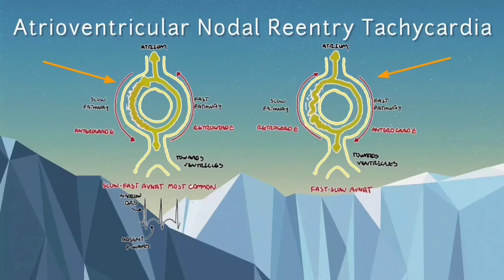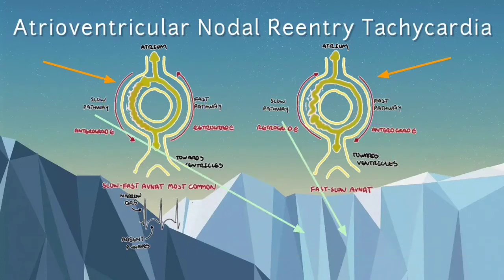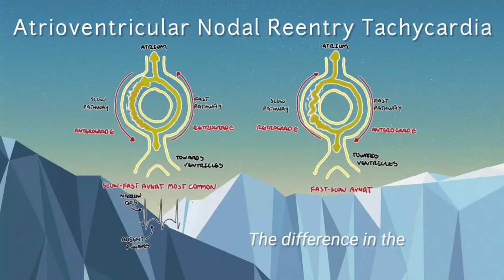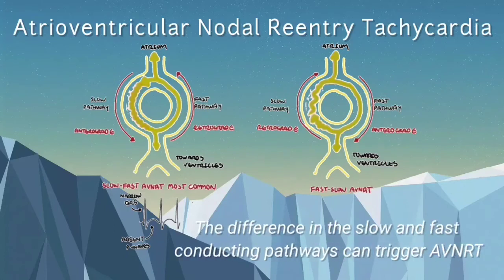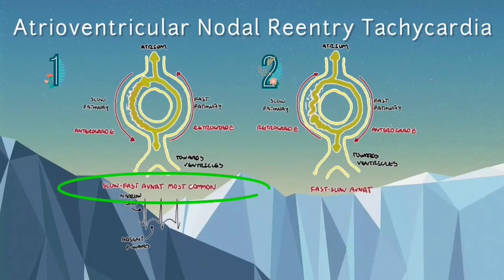A fast-conducting pathway has rapid conduction but slow refractory period, whereas a slow-conducting pathway has a fast refractory period and slow conduction. The difference in the slow and fast-conducting pathways can trigger AVNRT. There are two types of AVNRT: the slow-fast AVNRT, which is the most common, and the fast-slow AVNRT.